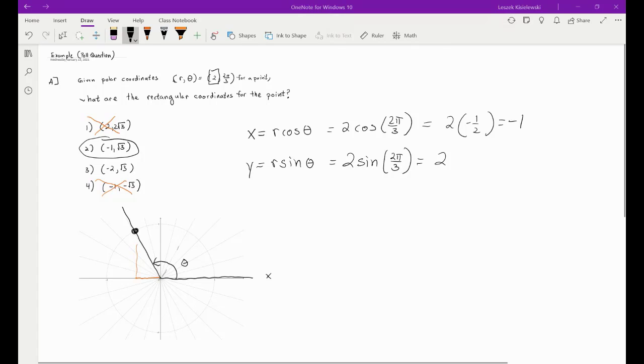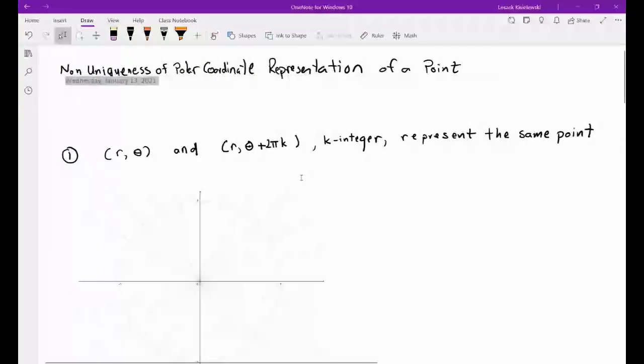Okay, so then sine of 2/3 of pi is square root of 3 over 2. Okay, so answer choice 2 was the popular answer, I'm glad to see. All right, great.